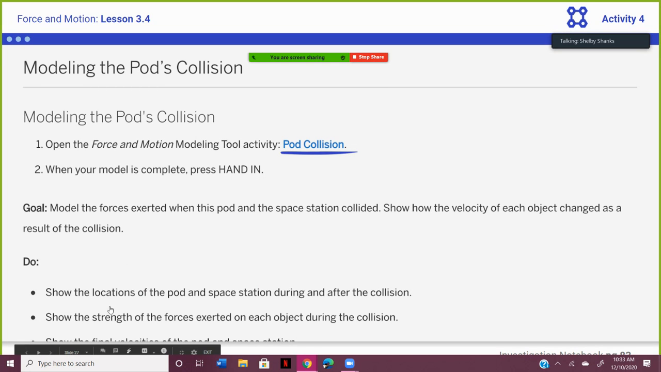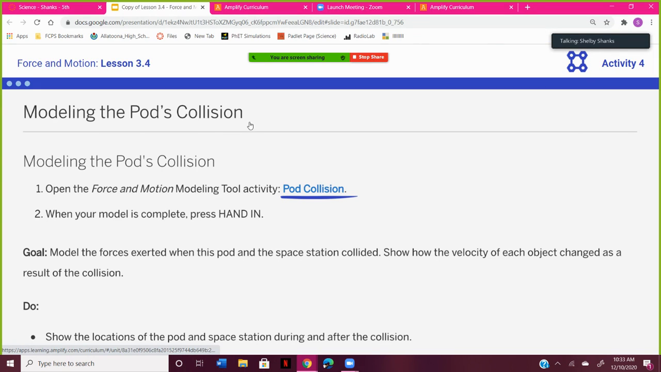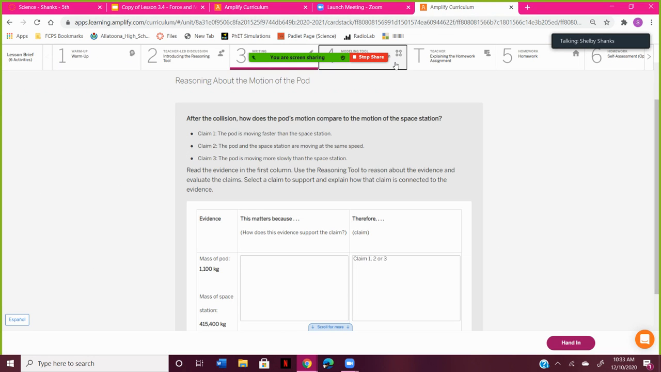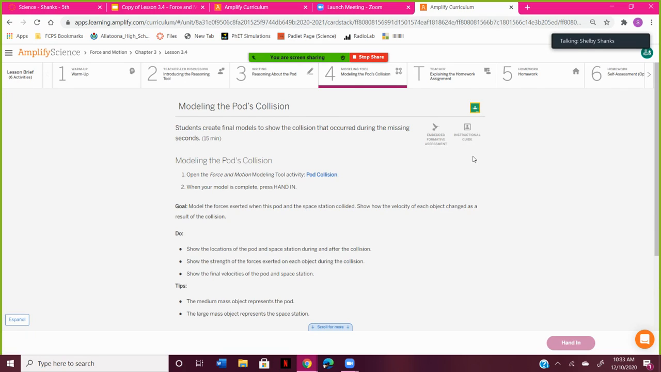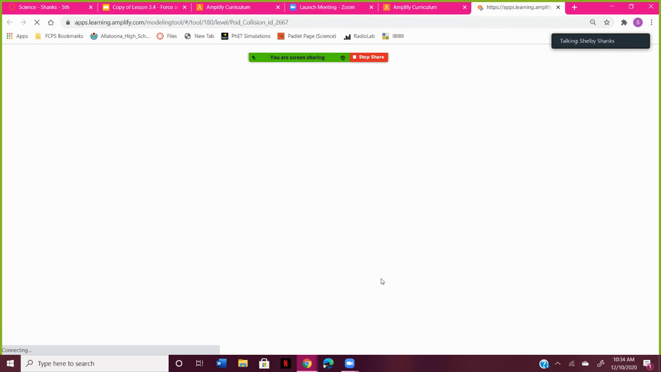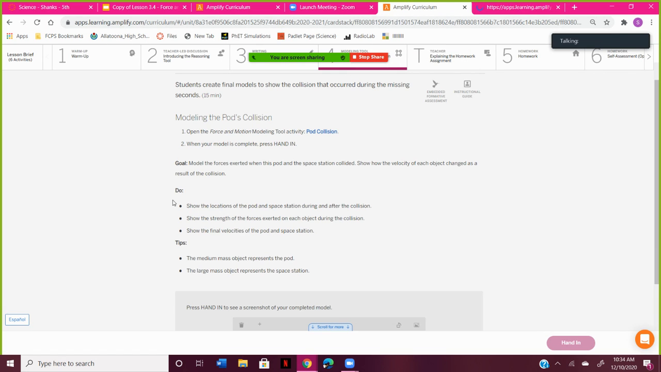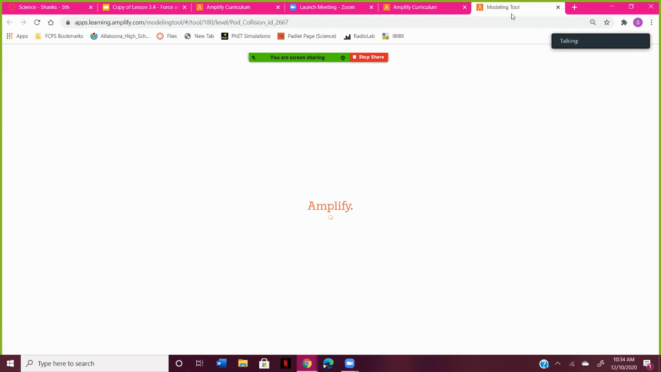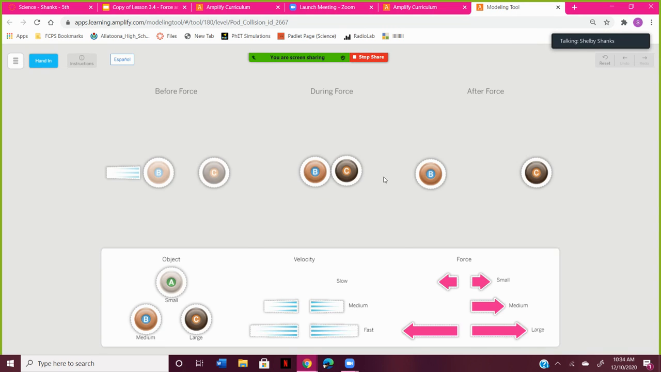You can go ahead, make sure you're in activity 4 or tab 4 of Amplify, and you'll see something like this. It's got your instructions there. It wants you to open up the modeling tool, and when you're done, press hand in. Your goal is to model the forces exerted when the pod and the space station collided. So when you're in the modeling tool, the things that you need to do are show the locations of the pod and space station during and after the collisions. It wants you to drag those two objects up here to the top.